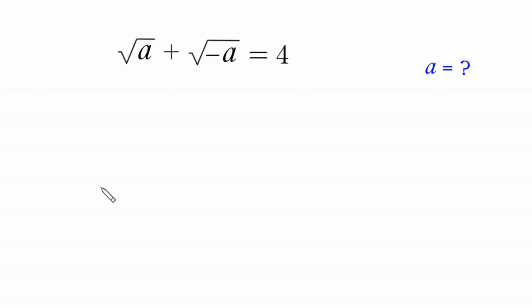Hello, welcome to how to solve this very nice radical equation. Square root of a plus square root of negative a is equal to 4. We need to find all possible values of a.